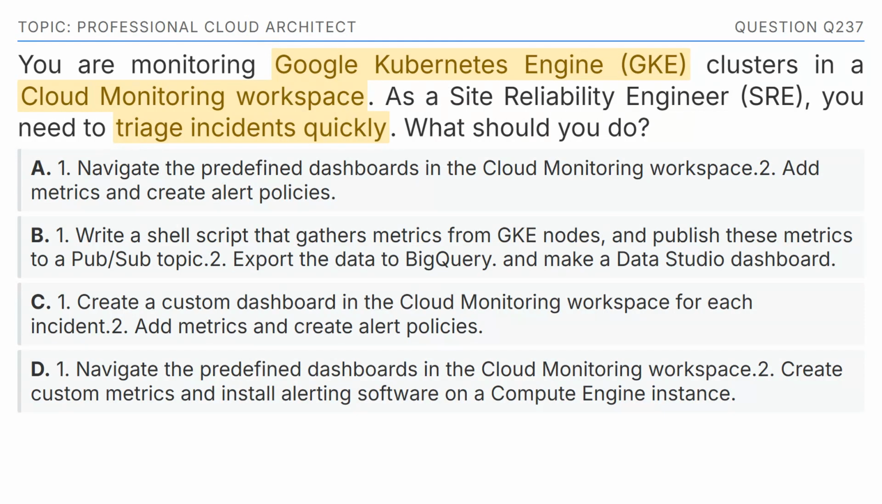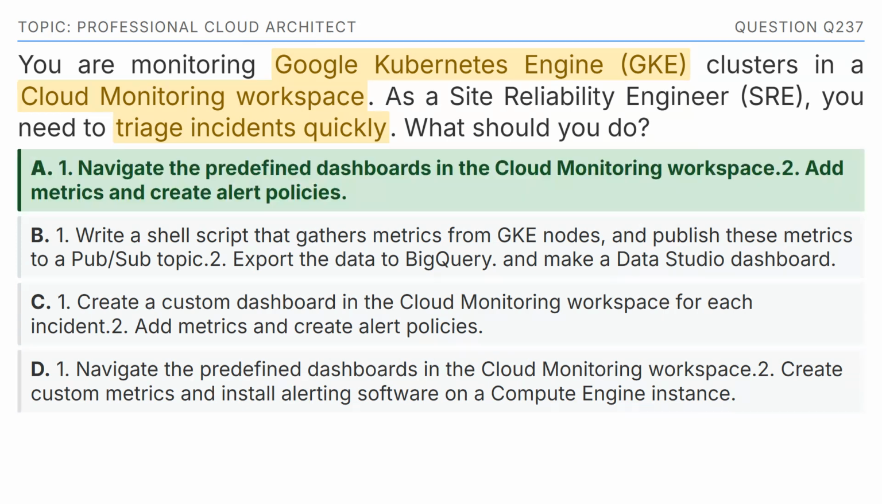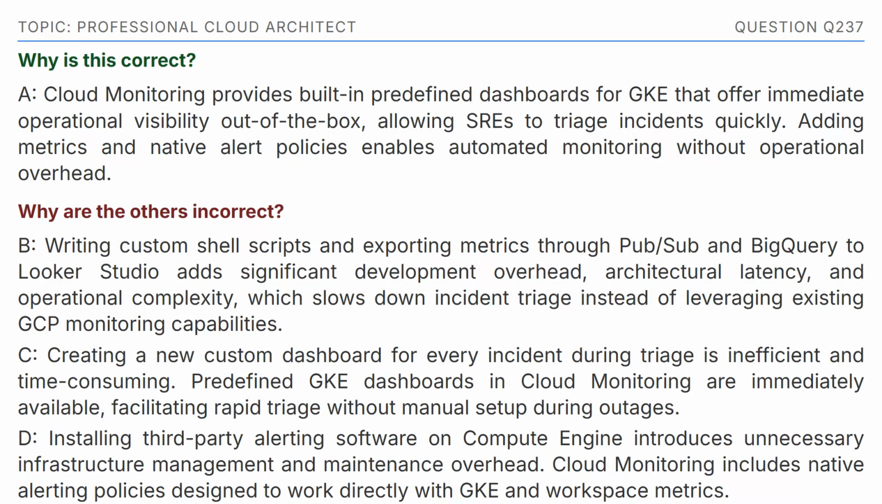To arrive at the correct answer, we focus on the keywords Google Kubernetes Engine, GKE, Cloud Monitoring Workspace, triage incidents quickly. The correct answer is option A. 1. Navigate the predefined dashboards in the Cloud Monitoring Workspace. 2. Add metrics and create alert policies. Why is this correct? A. Cloud Monitoring provides built-in predefined dashboards for GKE that offer immediate operational visibility out of the box, allowing SREs to triage incidents quickly. Adding metrics and native alert policies enables automated monitoring without operational overhead.